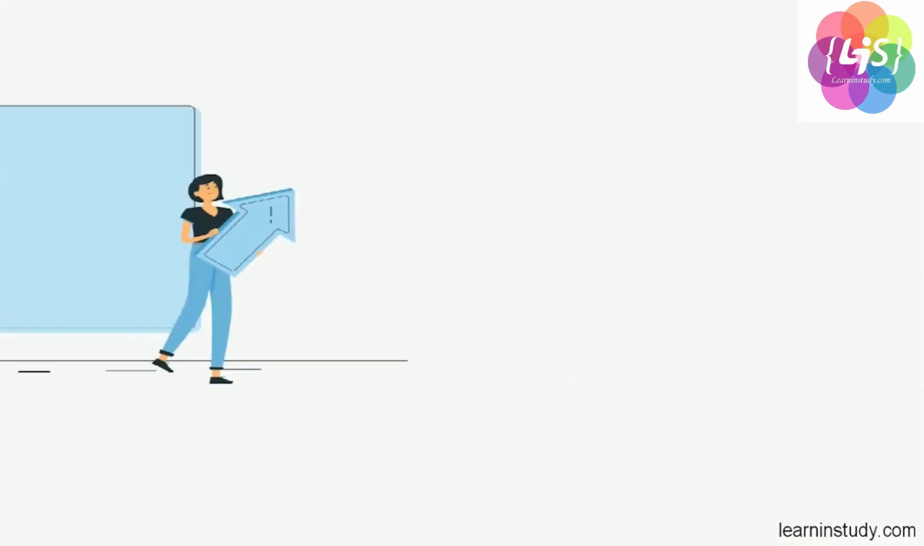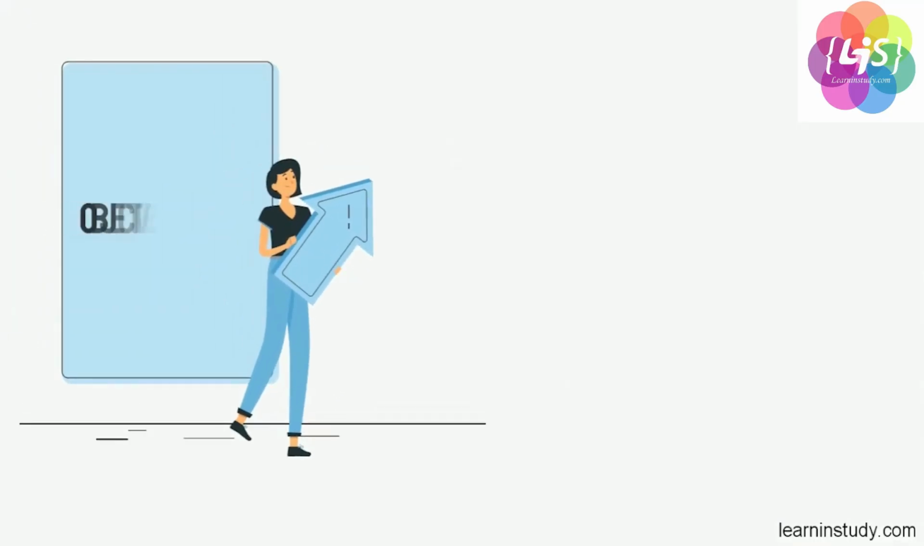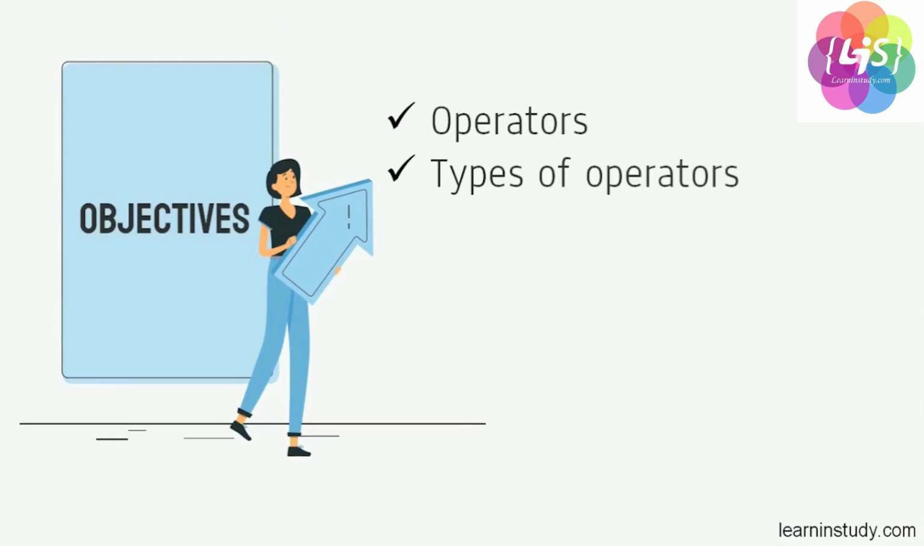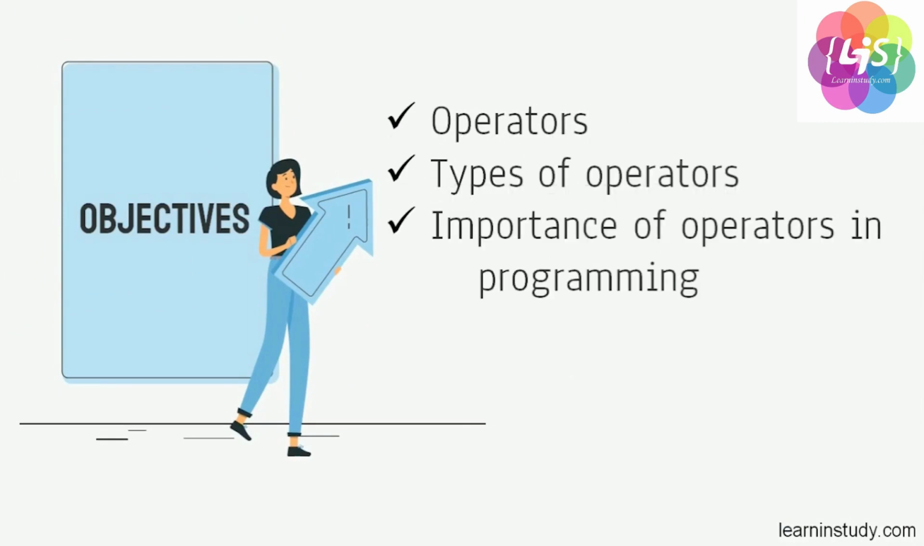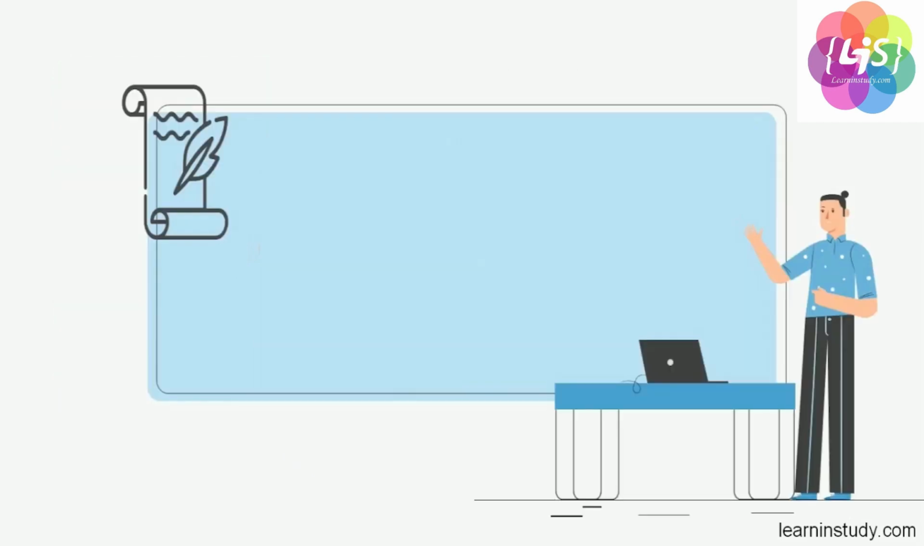So let us quickly have the objectives of our today's lecture, which will include the following topics. First is the operators. Next, we'll see the types of operators. Then, we'll see the importance of these operators in programming. Let us quickly start with what are the operators.